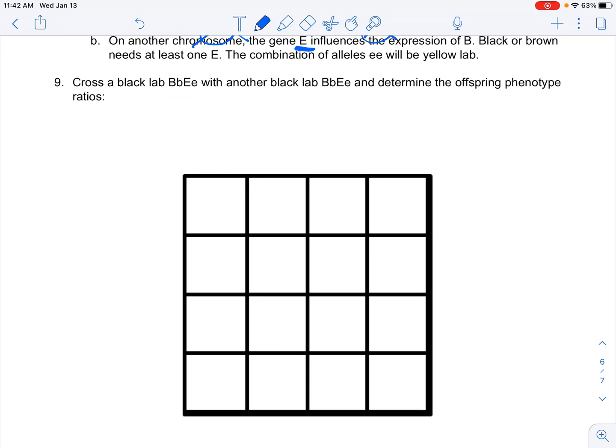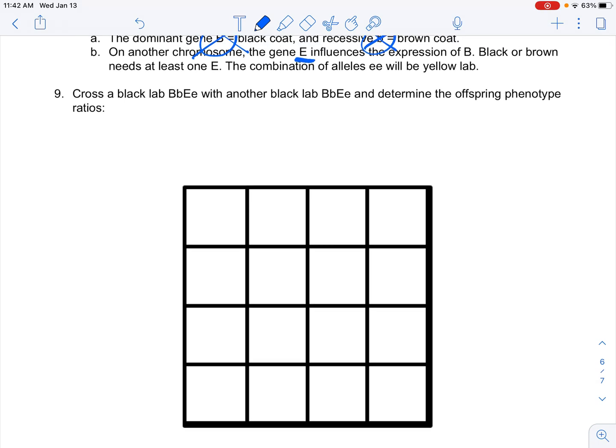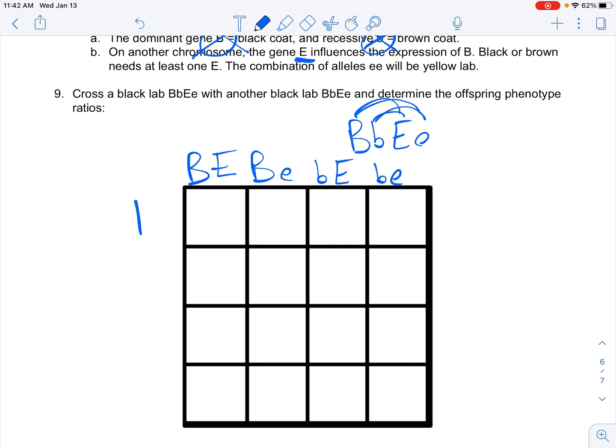So what if we had a black lab that is heterozygous for the black coat and heterozygous for the E gene, which helps the expression of the black coat, times another one? Again, do the FOIL method: first, outer, inner, last. And it's going to be the same on both sides. We will have to fill out this whole thing because it's pretty unique, and then we'll take a look and see what the phenotypes are.